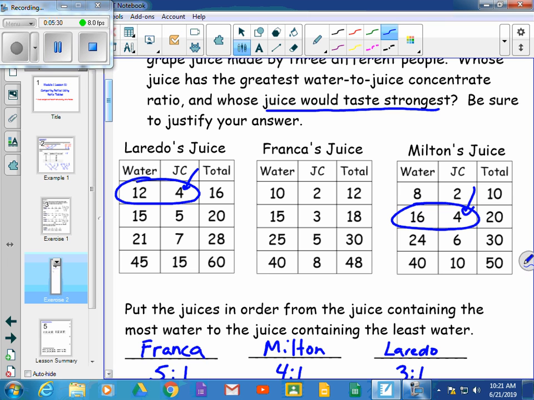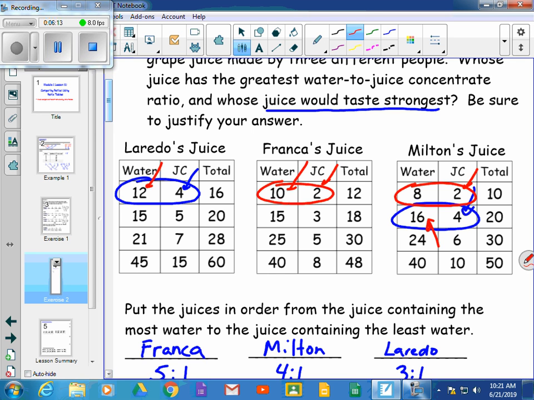I can also compare Franca's to Milton's right here. Notice there's a 2 in the second term. That means for the same amount of juice concentrate, Franca adds more water than Milton. So from that, we can get the order of strength of taste. Laredo's was stronger than Milton's because he added less water to the same amount of juice. And Franca's was weaker because she added more water than Milton. So we get that same order.